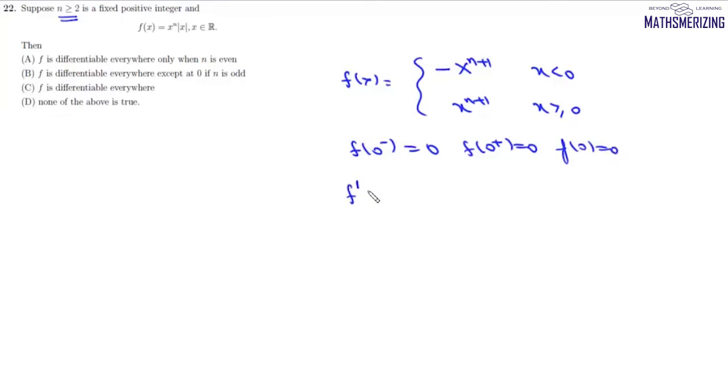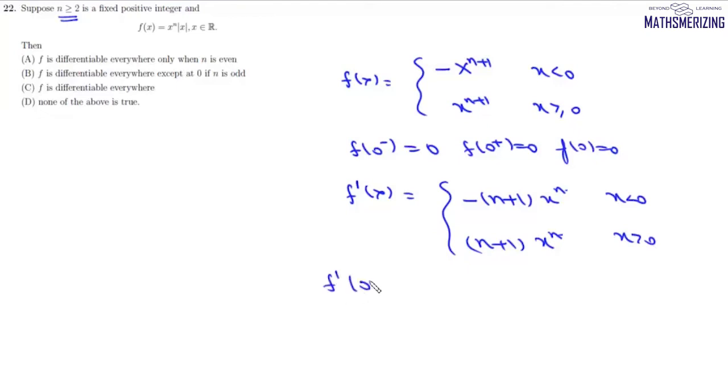Now if we find f dash x, it will be minus (n plus 1) x to the power n when x is less than 0, and it will be (n plus 1) x to the power n when x is greater than 0. Now f dash 0 negative will be minus (n plus 1) 0 to the power n. Now since n is greater than or equal to 2, this value will be 0.